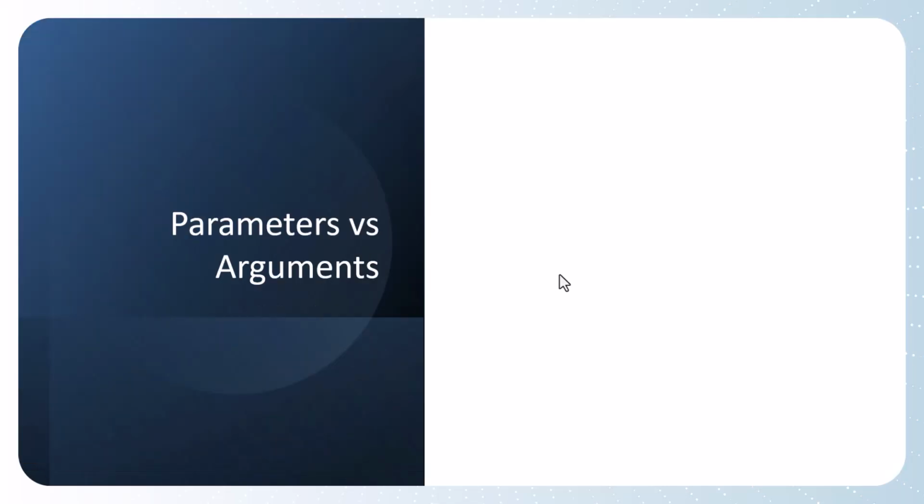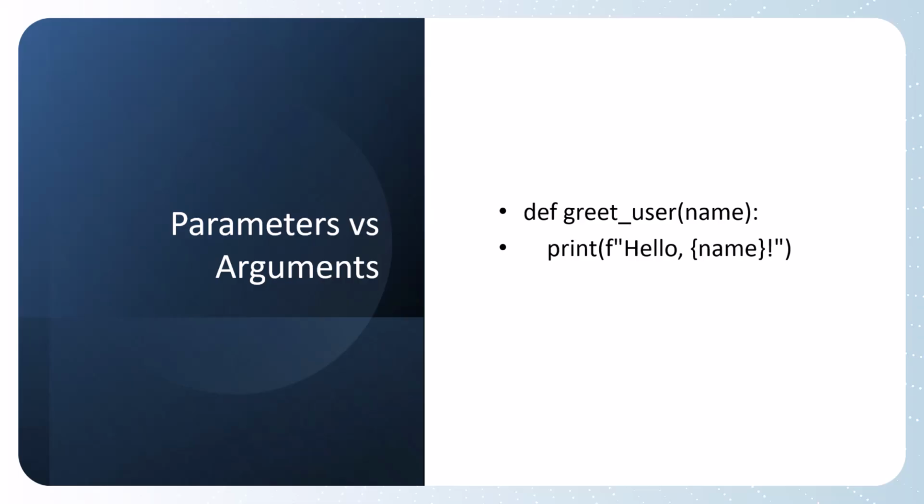Next, we come to the topic of parameters versus arguments. What is a parameter? What is an argument? When you define a function like this, whatever you are passing in the definition is a parameter. But when the function is called, this parameter assumes an argument. So it's the same thing. The name here is the parameter, and when you call this function like greet user and pass Alice as the argument, the parameter turns into an argument. We'll run that application also.